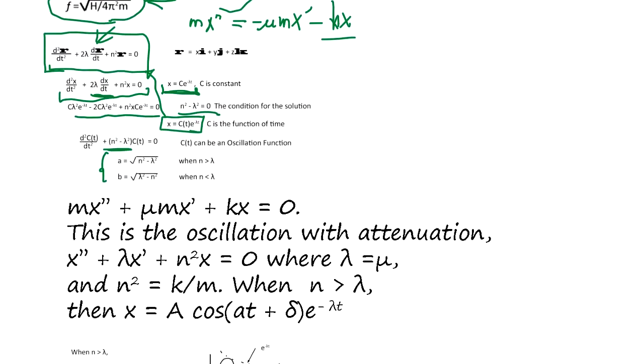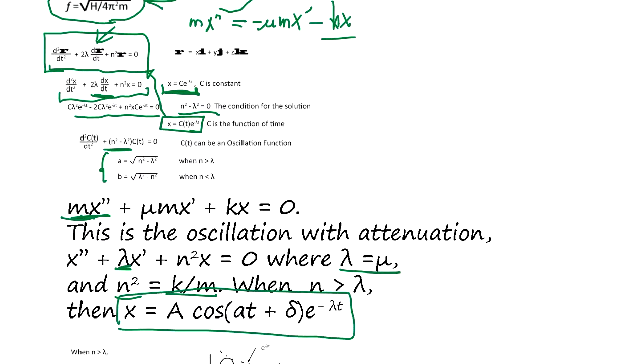Okay, so in our case, m x-double-dot plus mu m x-dot plus k x is 0. This is all the force acting on the mass. The total is 0, and this is oscillation with attenuation. Okay, so we divide by m and define lambda and n square. We will get this solution.